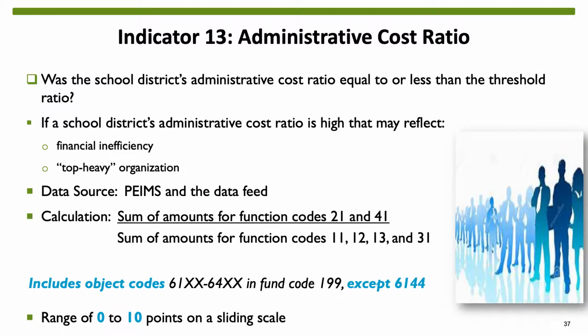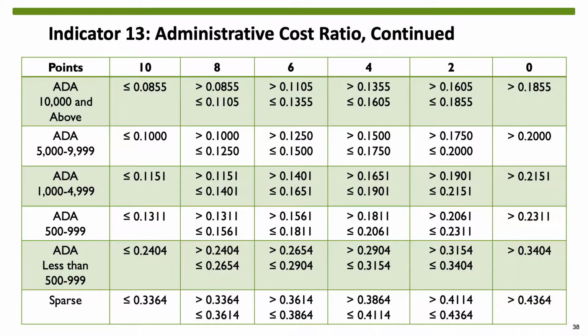Indicator 13 is your administrative cost ratio. It has not changed, and it actually keeps the same placeholder, so it's still indicator 13. Does everyone know how to access the administrative cost ratio worksheet in PEAMS? If you don't, give me a call or send me an email, because that actually calculates your administrative cost ratio. So once you enter your PEAMS mid-year, once it's released to the public, you can print out your administrative cost ratio worksheet, and there you have it. You should already know what you've made on indicator 13. The scale has not changed, it's still the same.